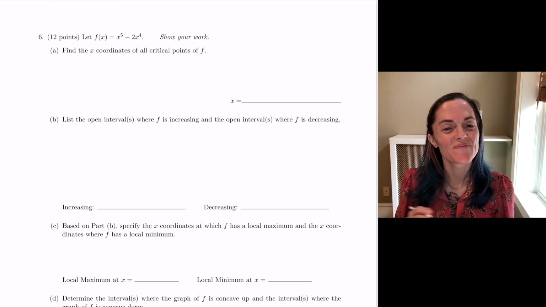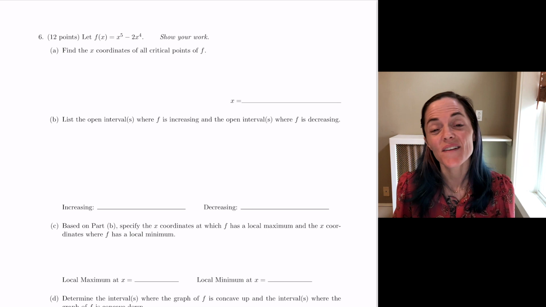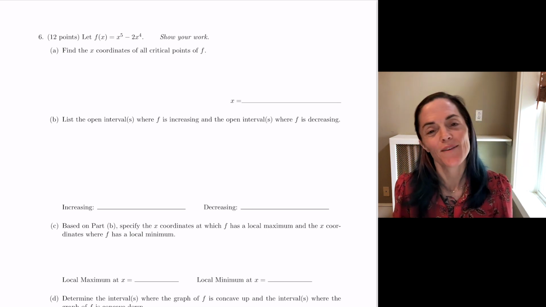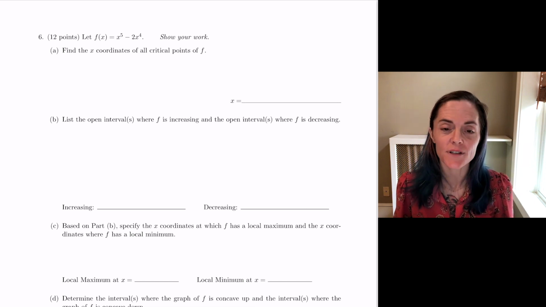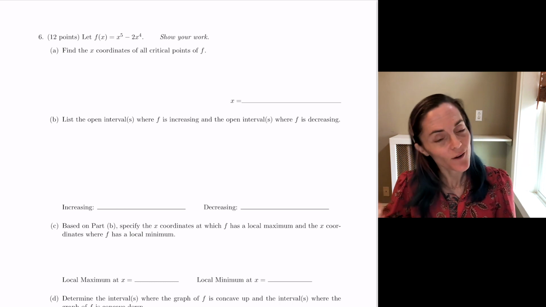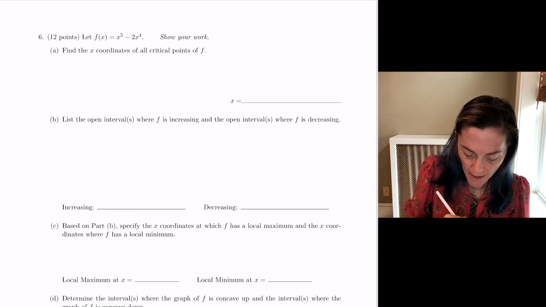Very nice. Number 6, f of x is x to the fifth minus 2x to the fourth, and then I have multiple questions for you. First, we want to find the x-coordinates of all critical points. These are called critical numbers. Okay, so take the derivative.